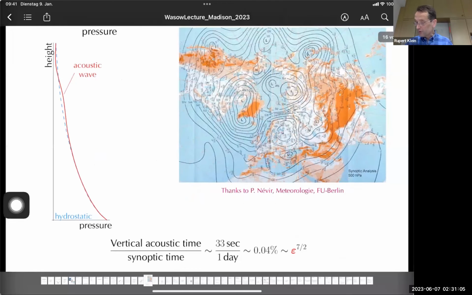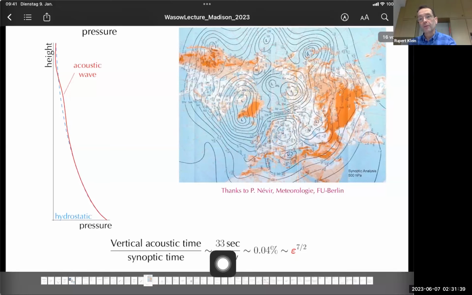It goes back to this background here for those who aren't familiar with it. There are pressure waves in the atmosphere, and they travel horizontally as well as vertically. The vertical propagation time of an acoustic wave across the pressure scale height is about 33 seconds. That's a lot faster than what we are interested in when we look at the weather map and are interested in a weather forecast. Also, the acoustic waves are really very weak, and they don't influence the weather.